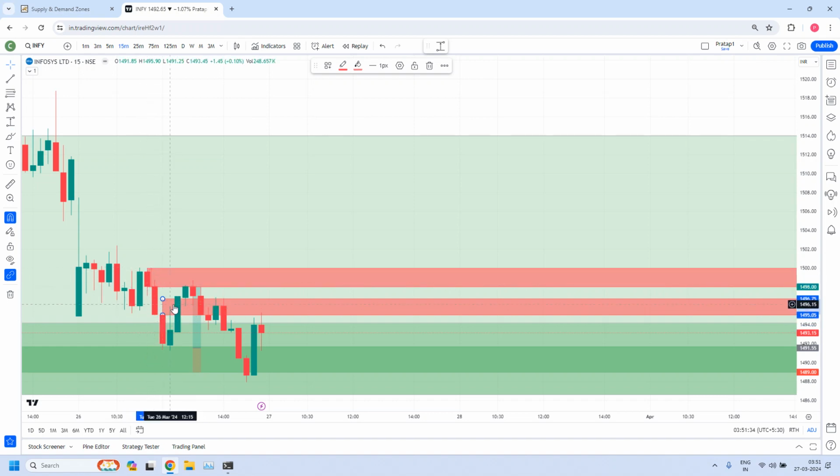But this 5-minute zone is nearest, but this is not part of the 15-minute. So with that confidence, we can take a risk. Those who take more risks can delete this.